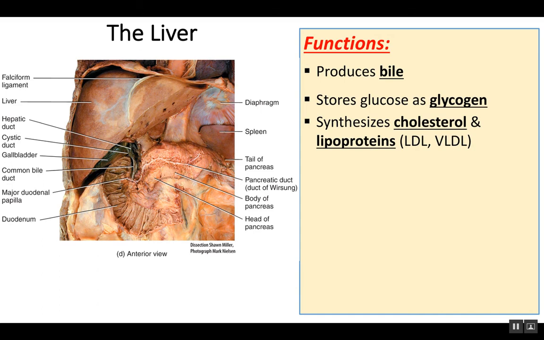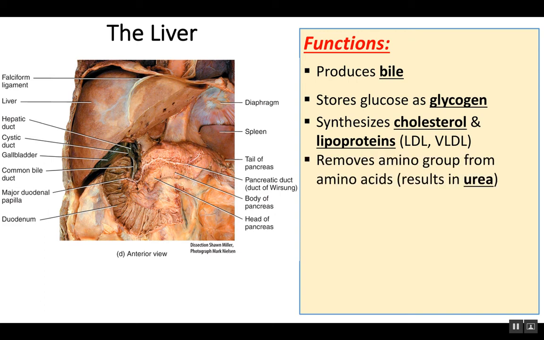So we typically have two different cholesterols we look at, the LDL and the HDL. LDL is going out of the liver, HDL is going to the liver. VLDL, which stands for very low density lipoprotein, is how we transport triglycerides out from the liver.